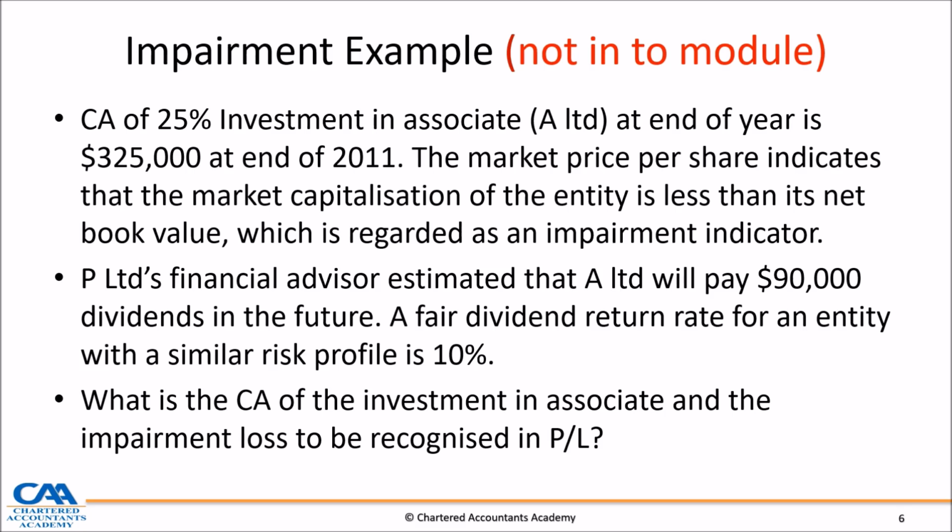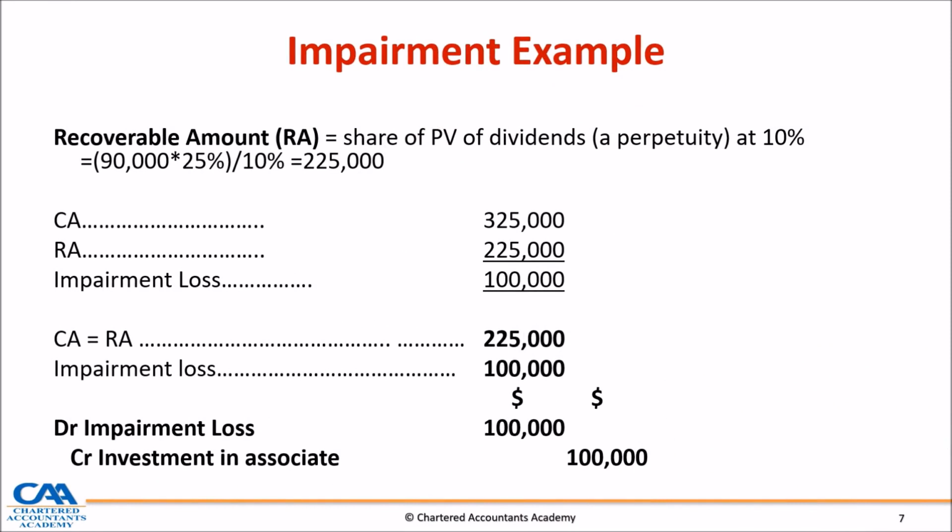So ideally what it means is your carrying amount exceeds what the market believes to be the value of your associate. In that case, we are told that the financial advisors of P Limited have estimated that A Limited will only pay 90,000 in dividends in future, which means we can use the dividend formula to come up with the amount. The discount rate given is 10%. What we need to do is say: if the carrying amount of the investment in the associate is 325,000, and we discount the dividends of 90,000 by 10%, do we get a value which is above 325,000 or below it? If we do that, you realize that the discounted figure of your dividends comes to 225,000. So your carrying amount exceeds your recoverable amount, which means you've got an impairment loss.